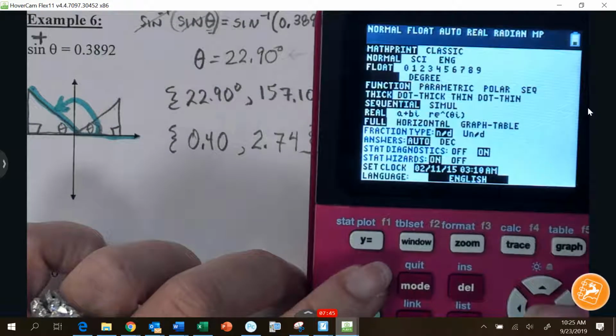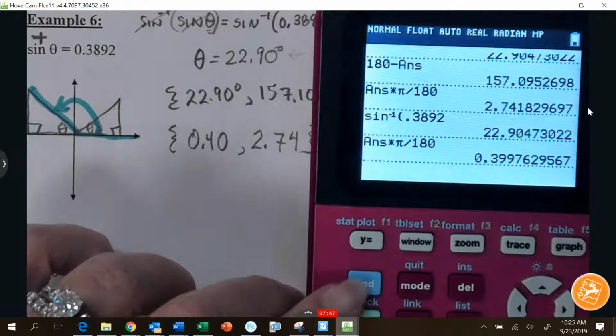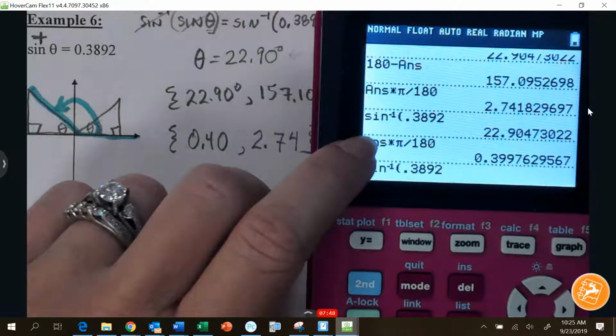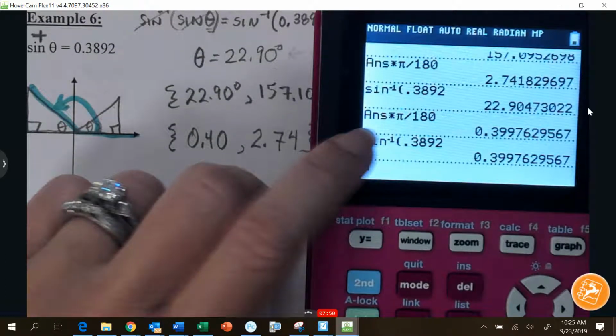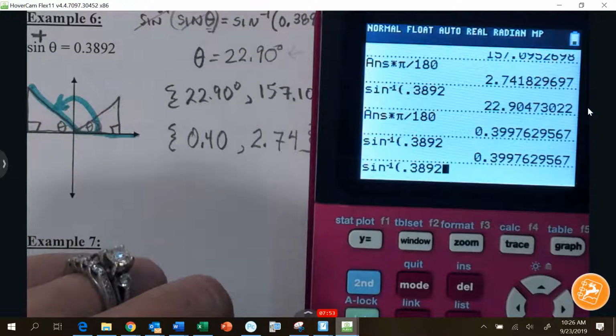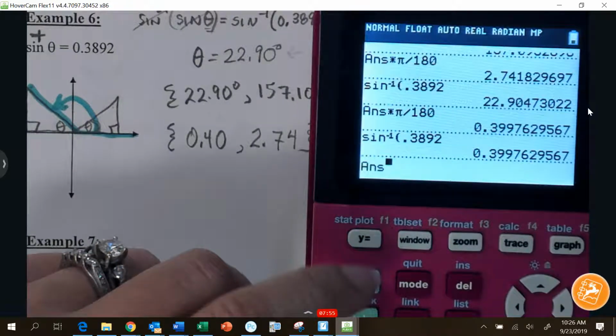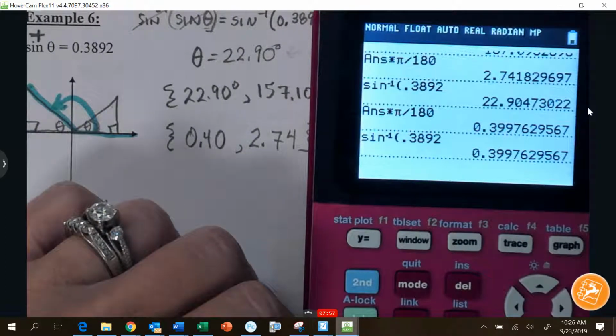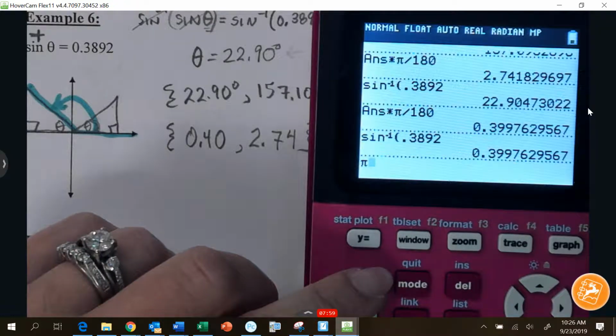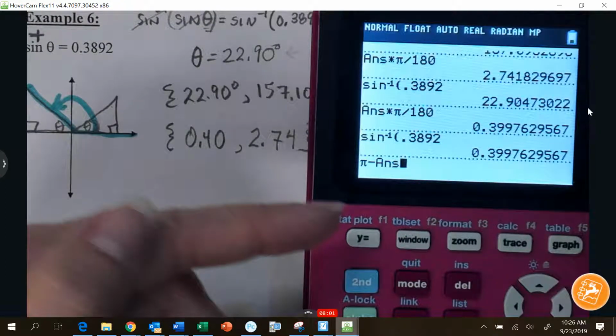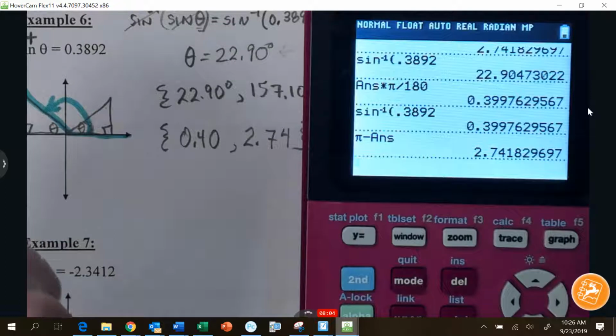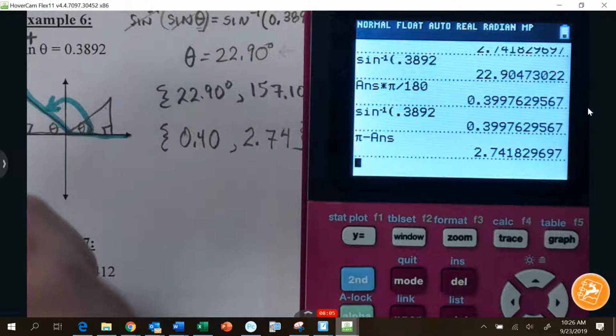So if you change your mode and you retype that same question, then minus, one more time, pi minus the answer, instead of 180 minus the answer. And then there are my two answers, exactly the same.